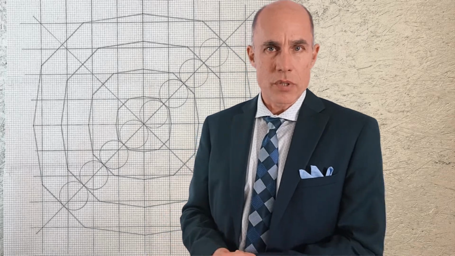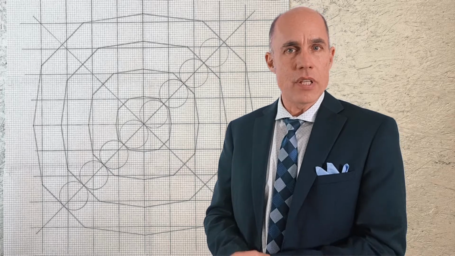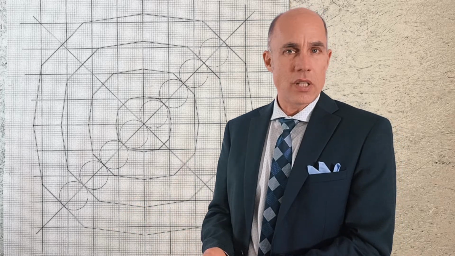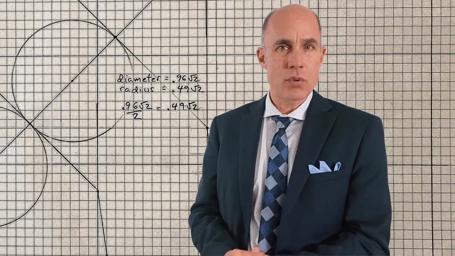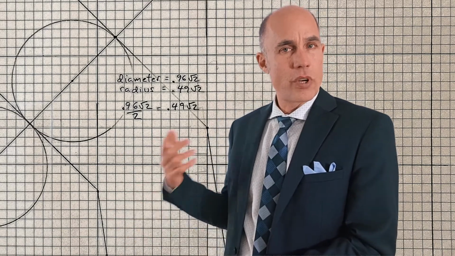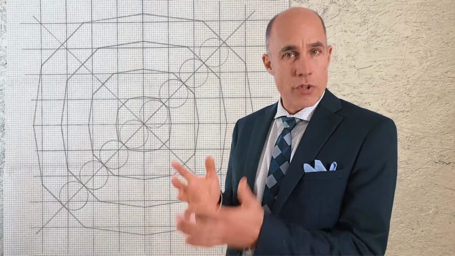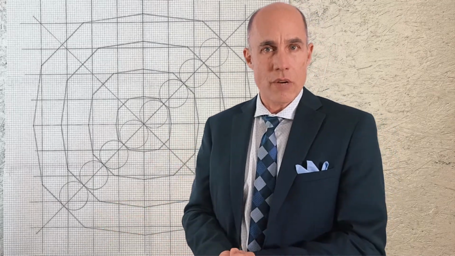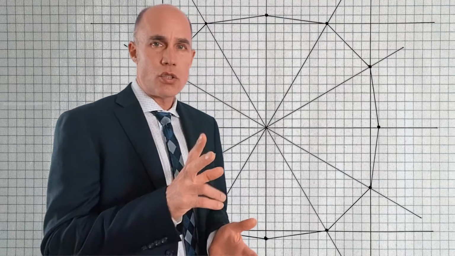goes 3 times. So there's a total of 8 circles that make up the diameter of the fourth ring of the dodecagon. Each of these small circles has the diameter of 0.96 root 2, so the radius is 0.49 root 2. So there's 8, multiply that by 3 for the 3 times that the diameter goes into the circumference, we get 24. There's 12 sections of dodecagon, so each section of dodecagon gets 2 rings.